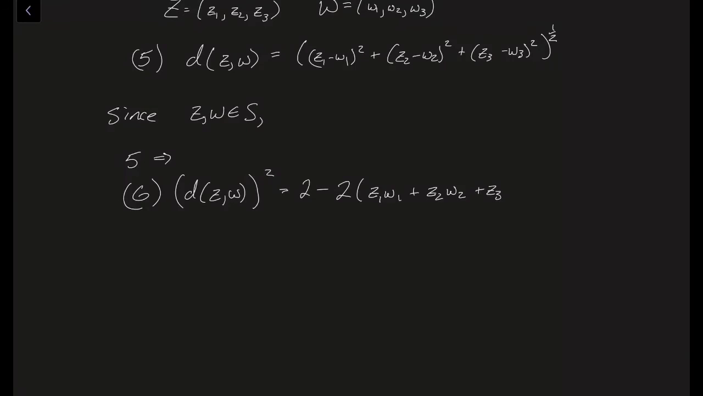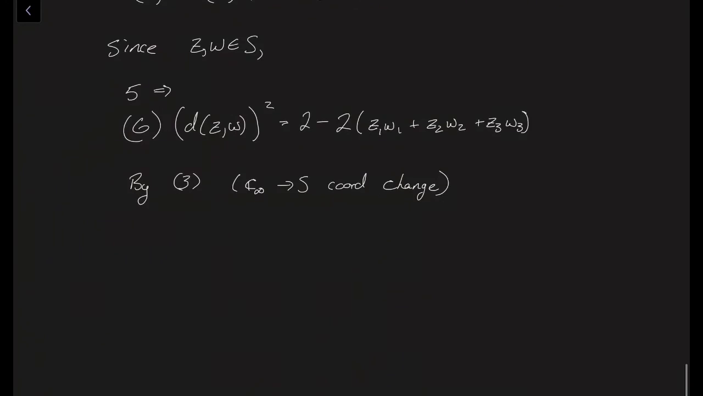Now, using the planar to spherical coordinate change, that would be equation 3 if you want to look back in the video, we get that the distance between Z and W is 2 times the magnitude of z minus w over the square root of 1 plus the magnitude of z squared, times 1 plus the magnitude of w squared.